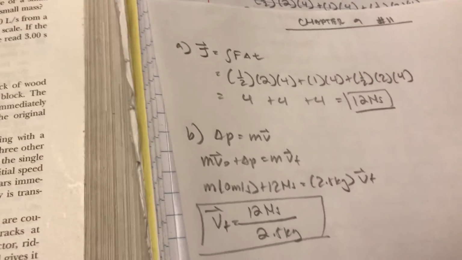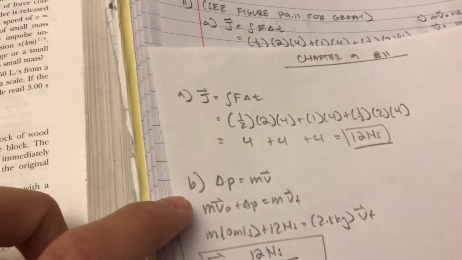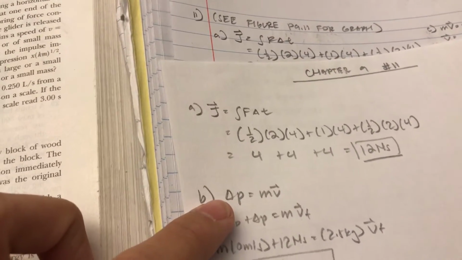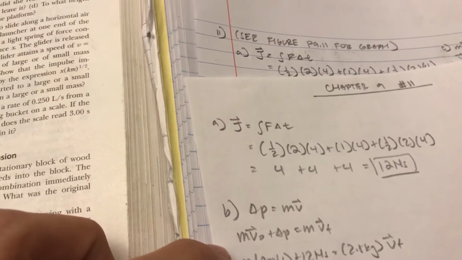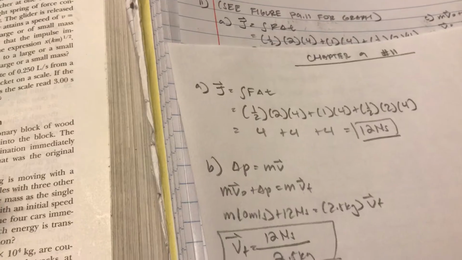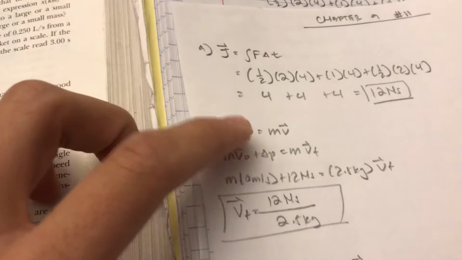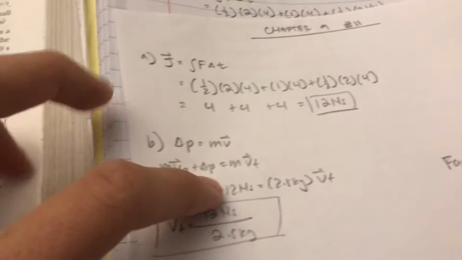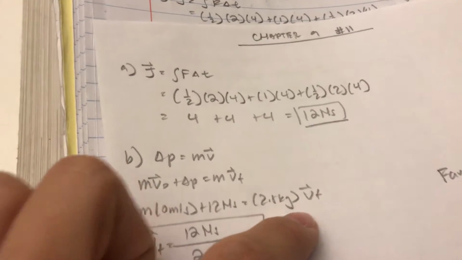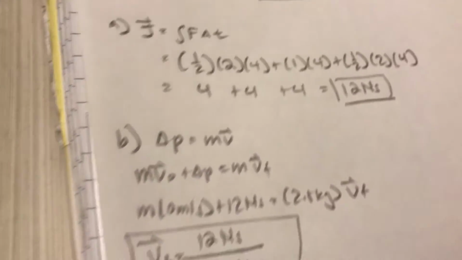The second part of the question asks you for the final velocity. What you have to remember is impulse is also the change in momentum. So that means the initial momentum plus the change in momentum has to equal the final momentum. Because the initial momentum was m times v initial, which was 0, this just goes to 0. So 12 Newton seconds equals 2.5 kilograms times the final velocity, and dividing both sides by 2.5 kilograms, you get Vf equals 12 Newton seconds divided by 2.5, which is 4.8 meters per second. Sorry, I forgot to write that down.